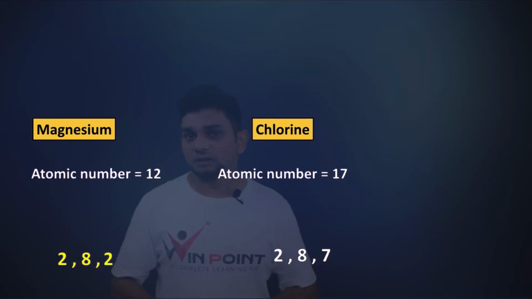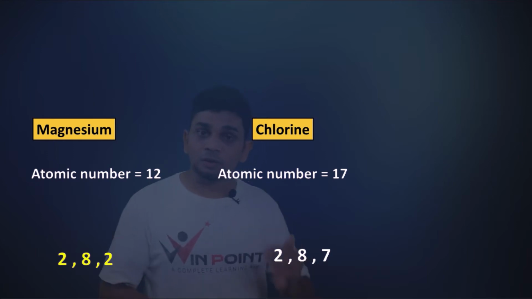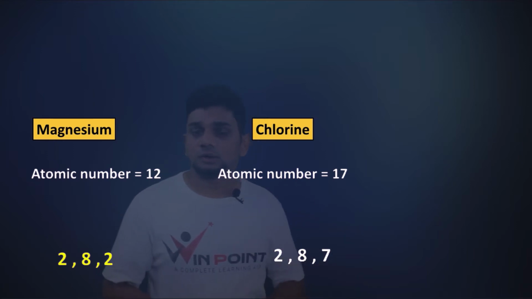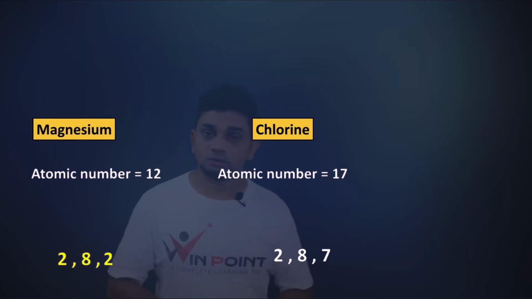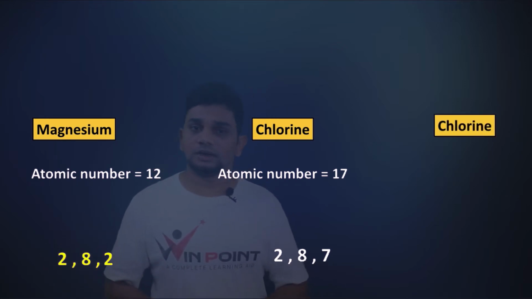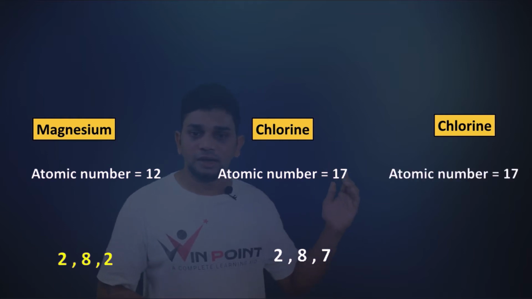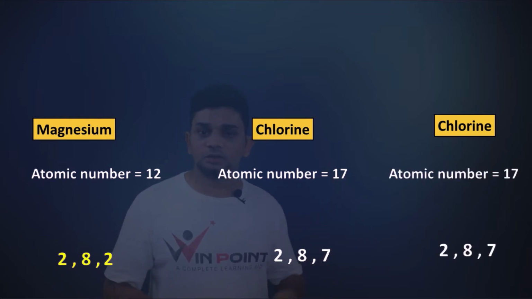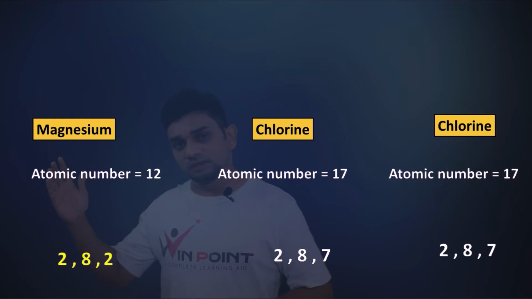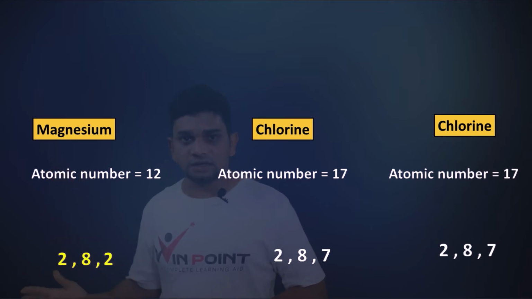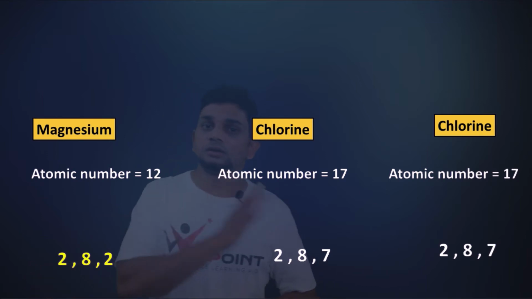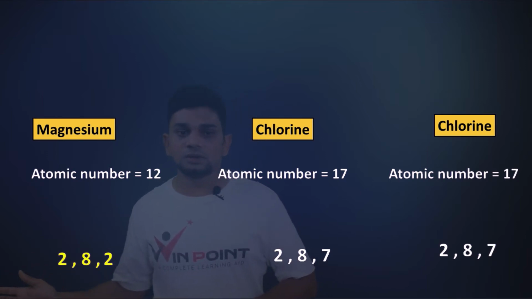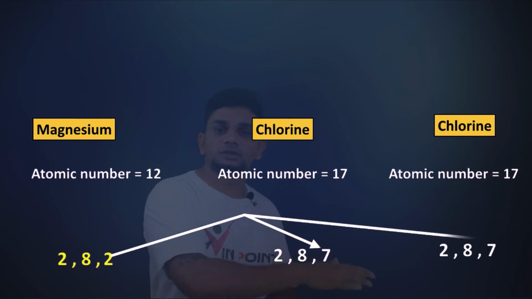This magnesium has 2 electrons in the outermost shell. Chlorine requires 1 electron. Only 1 electron is required by chlorine. But magnesium has 2 electrons. So there will be 2 chlorine atoms. So the next chlorine atom also has atomic number 17. The configuration is 2,8,7. And from magnesium, these 2 electrons are going to transfer to the chlorine. So we can see that these 2 electrons are transferring to these 2 chlorines.